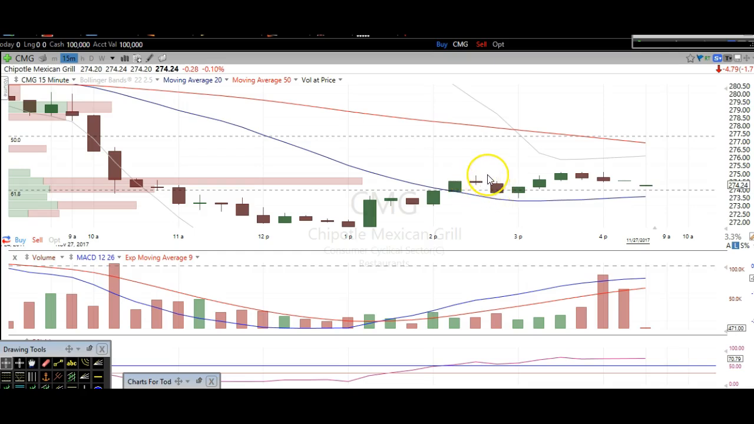A lot of times with a very bullish stock, you'll see candles like this, a spinning top candle, but then it'll just keep going, okay?